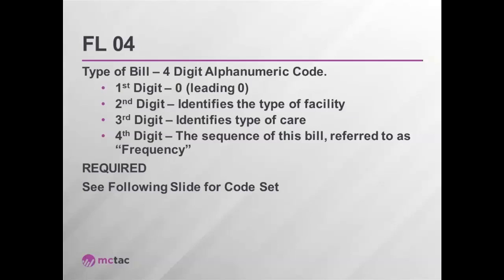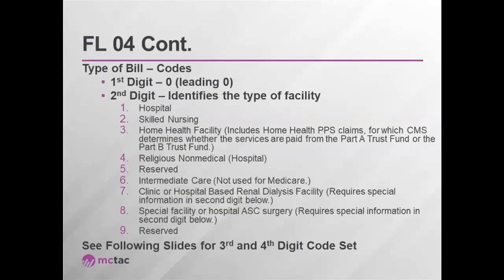The second digit, and we'll go through the second, third, and fourth in their specificity with the next fields, identifies the type of facility or provider you are. The third digit dives in a little bit deeper, identifying the type of care, and the fourth digit is the sequence of this bill. It is required, and it is very important that it's completed correctly. As I mentioned, the first digit is 0. The second digit, in regards to type of facility, these are federal designations, if you will.